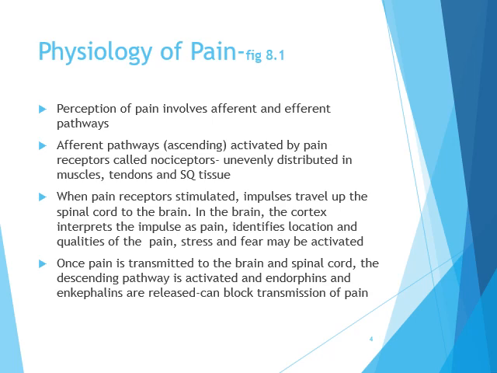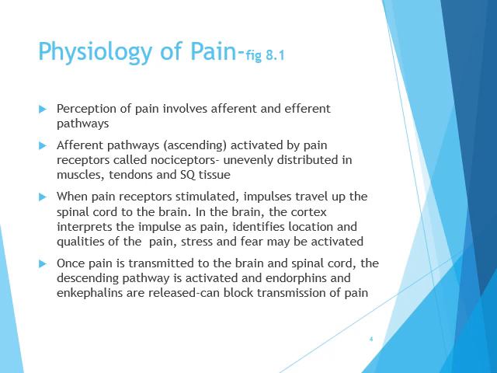So the perception of pain involves afferent and efferent pathways. Now this is on figure 8.1, which is on page 133, so I'd like you to look at that. Afferent pathways are ascending, activated by pain receptors called nociceptors. And those nociceptors are unevenly distributed in muscles, tendons, and subcutaneous tissue. It's important to remember that.